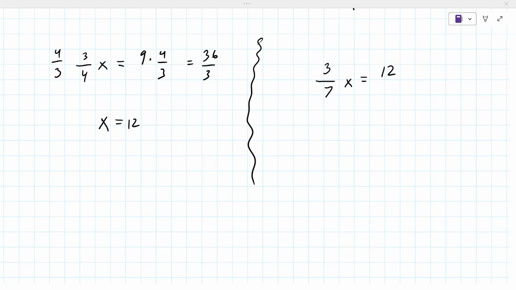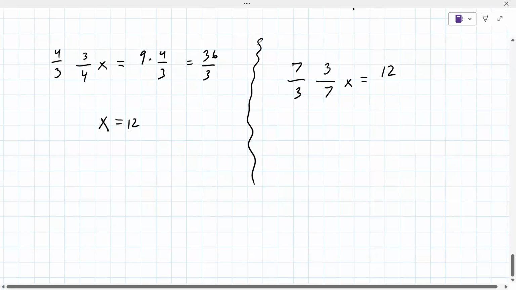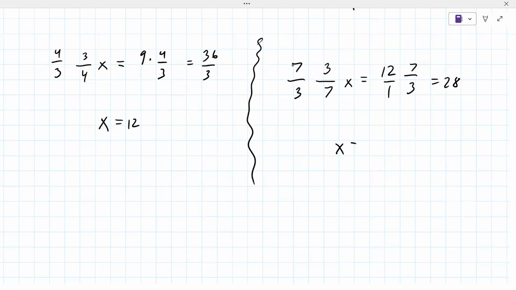Would it be 28? Multiply by the reciprocal, and it is 28. Very good. Okay, I feel like you've got that down. Let's do a few more of these x and y intercept problems here.